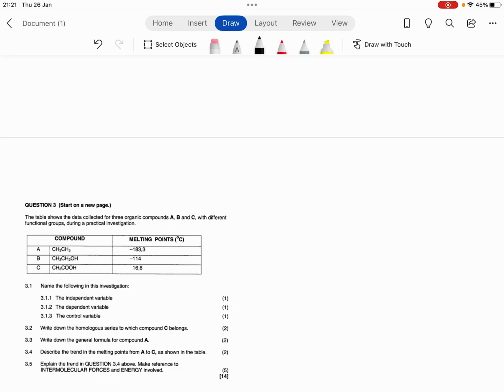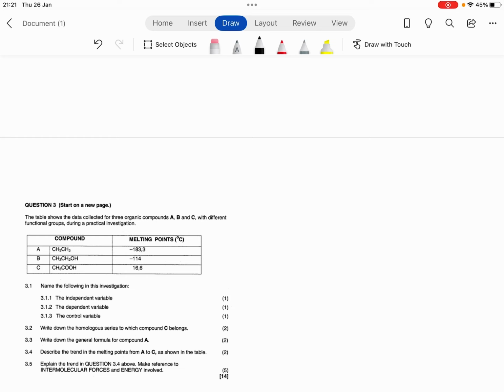Question 3.1.3 the control variable. The control variable is what is being kept constant throughout the experiment. So in this case, if you look at compound A, we have 2 carbon atoms in it. Compound B, again 2 carbon atoms. Compound C, again 2 carbon atoms. So the number of carbon atoms is being kept constant. So 3.1.3 the number of carbon atoms.